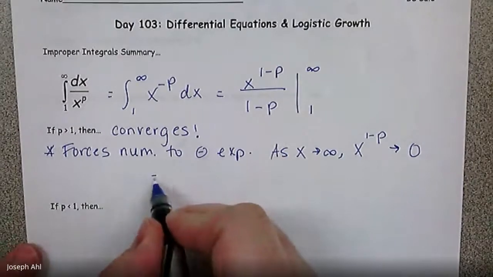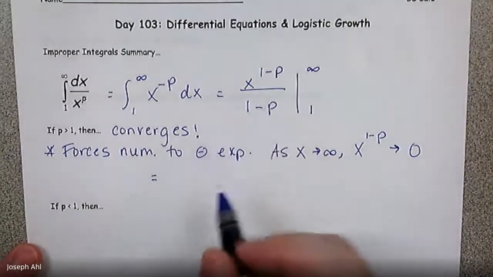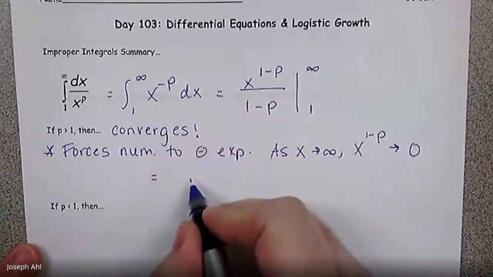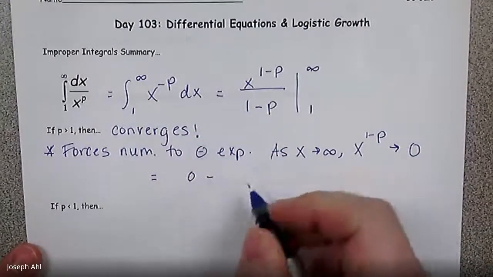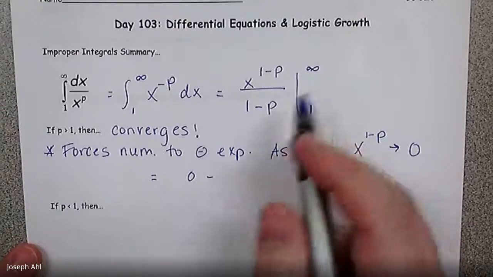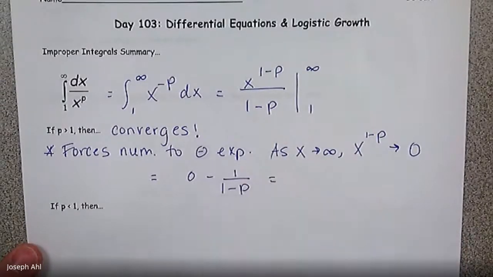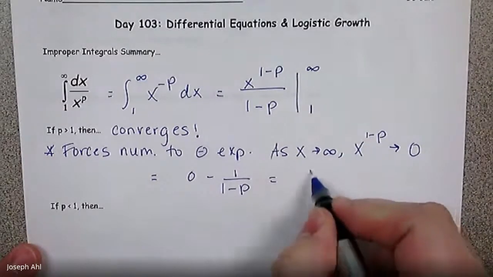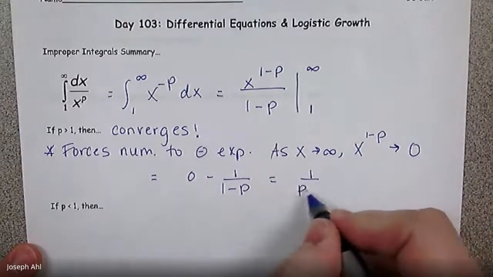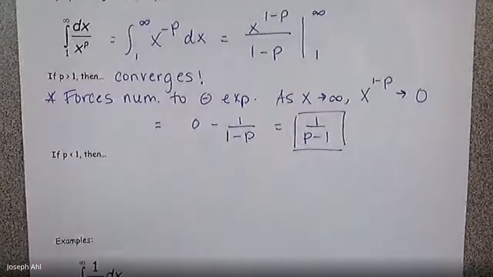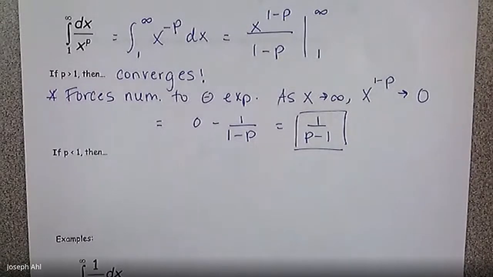So therefore, we know that it converges. Since this goes to 0, think of pulling this constant out front, 1 over 1 minus p. So 0, and then minus, when I plug in 1 there, it's going to be 1 over 1 minus p, which, if we think about just switching the denominator there, is going to converge to 1 over p minus 1. So we plug in the upper bound, lower bound there. That's what we'll find it converges to.